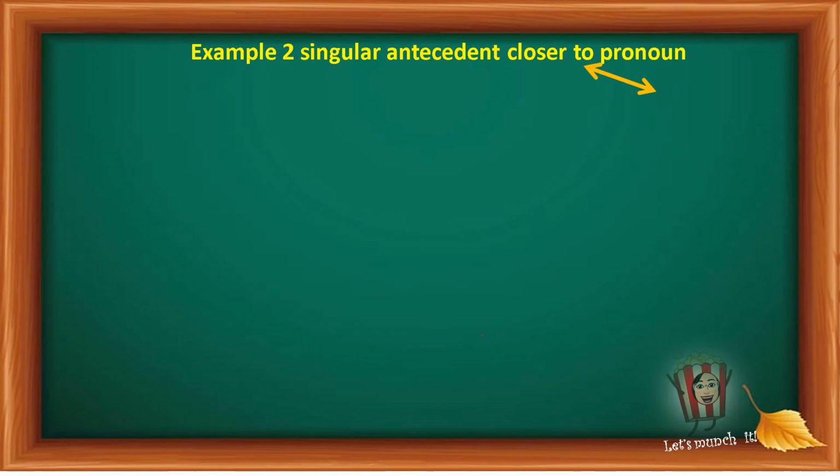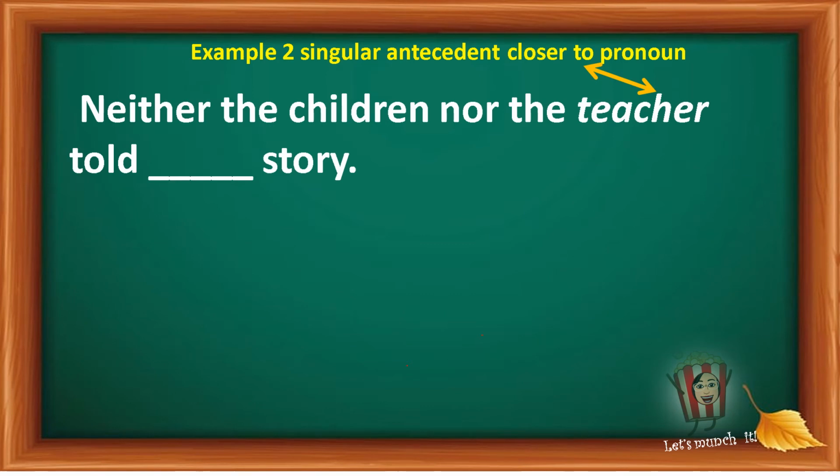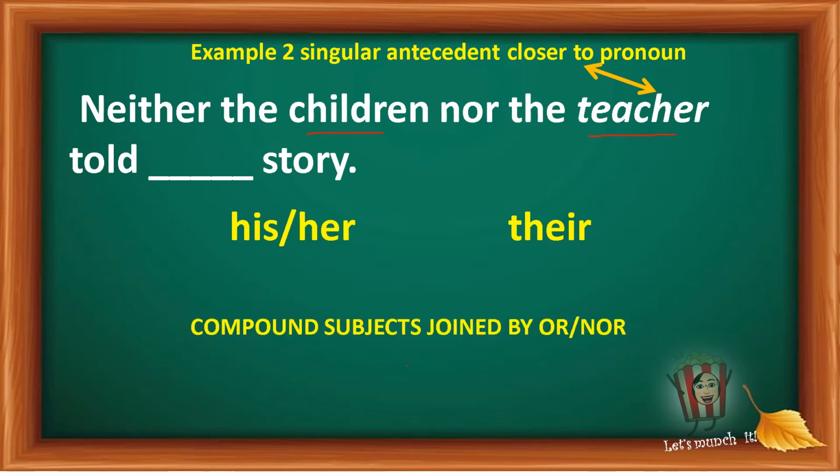Okay, what about using the same sentence in this slide? Neither the children nor the teacher told blank story. Is it his or her, or should it be their? So let's analyze the sentence. So in this particular example, we are talking about children nor the teacher. So going back to the rule, we are talking about compound subjects joined by or, nor. So in this one, we have to look at the antecedent closer to the pronoun. So in this particular example, the teacher is the antecedent closer to the pronoun, therefore it is singular.